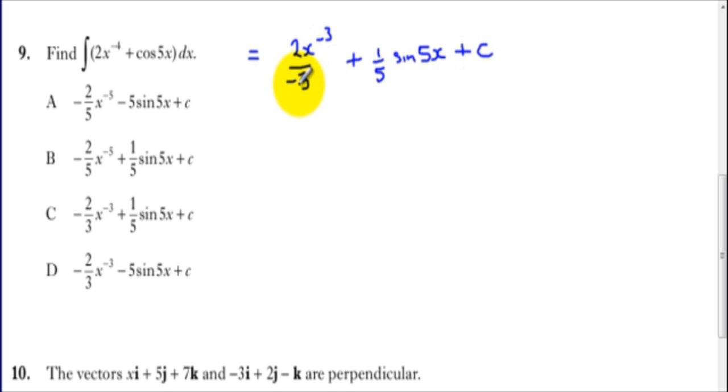Now the 2 over the negative 3 is negative 2/3, so we're looking for the answer negative 2/3 x to the minus 3 plus 1/5 sine 5x plus c, so our answer to this is answer C.